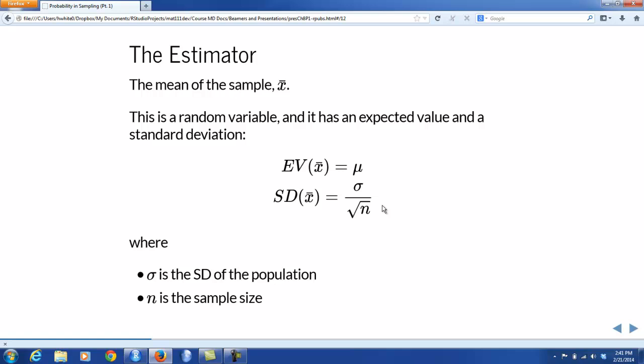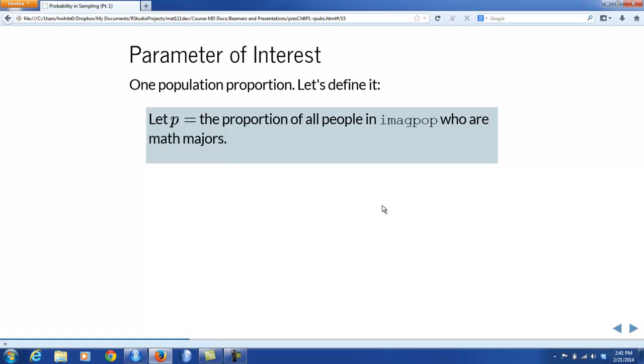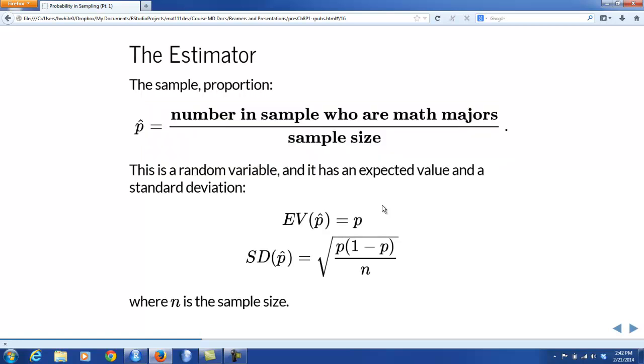For one proportion, a typical research question might concern, say, a categorical variable with two values, like the variable math major in a MAGPOP. People either are or are not math majors. And you might ask, are more than 5% of the people in a MAGPOP math majors? So you're interested in one population proportion. The way you might define it is to say, let P be the proportion of all people in a MAGPOP who are math majors.